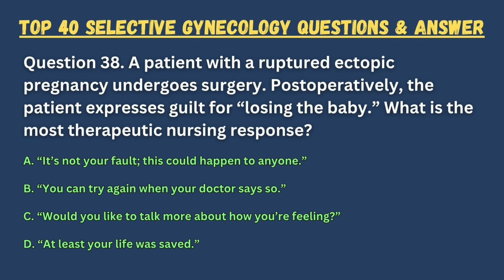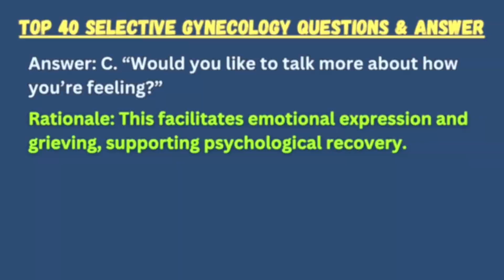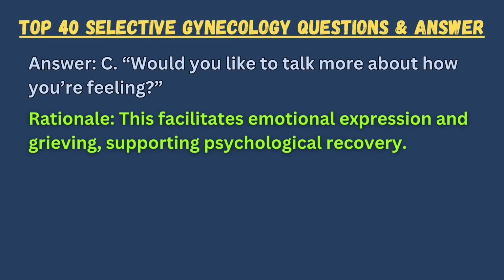Question 38. A patient with a ruptured ectopic pregnancy undergoes surgery. Postoperatively, the patient expresses guilt for losing the baby. What is the most therapeutic nursing response? A. It's not your fault. This could happen to anyone. B. You can try again when your doctor says so. C. Would you like to talk more about how you're feeling? D. At least your life was saved. Answer: C. Would you like to talk more about how you're feeling? Rationale: this facilitates emotional expression and grieving, supporting psychological recovery.